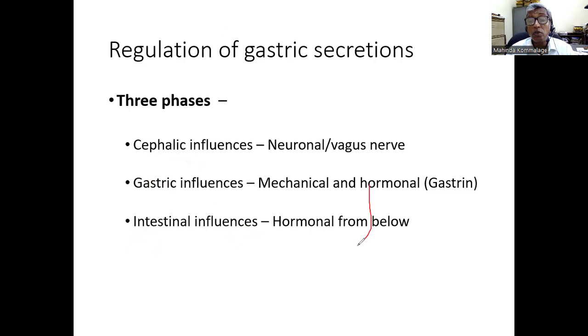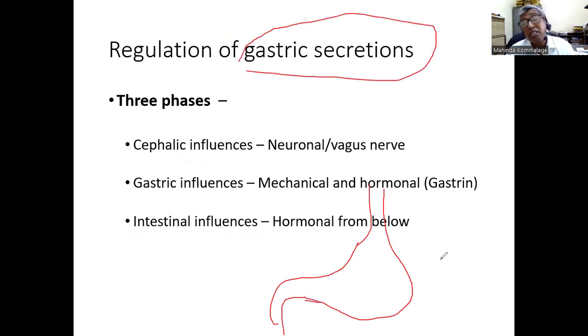So let's say we have a stomach like this. We are talking about gastric secretion, or basically secretion of the stomach, including acid and other secretions. In the cephalic influence, what happens is that through the nerves, mainly through the vagus nerve coming to the stomach, we can initiate the secretion, right?